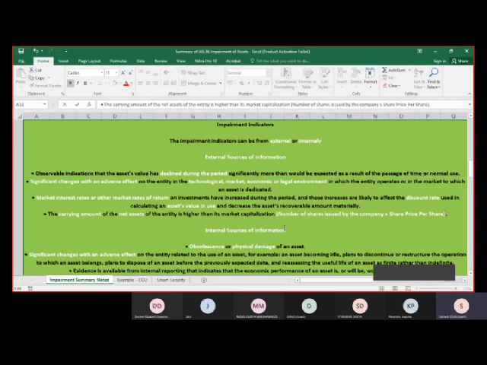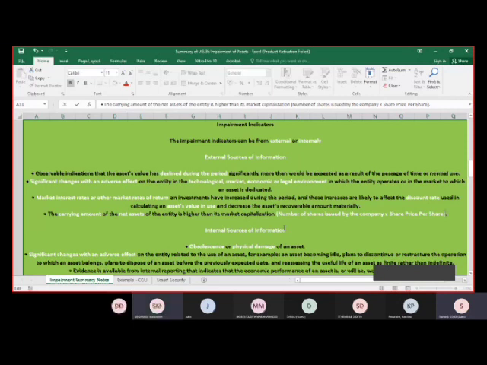Because remember, the net asset value is the remainder of the total assets once you have subtracted the liabilities. So if its value is higher than the market capitalization, it's an indicator that some of the assets in the balance sheet might be impaired. So these are the external factors that you need to take into account.